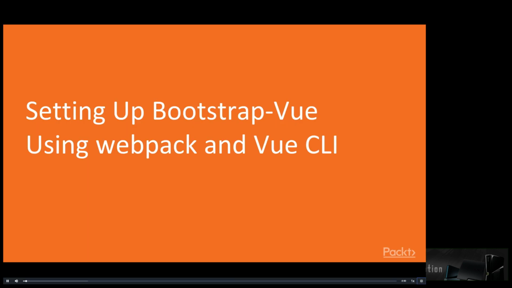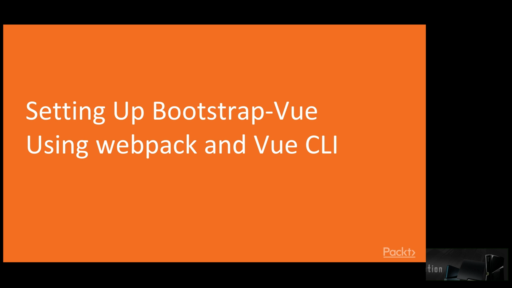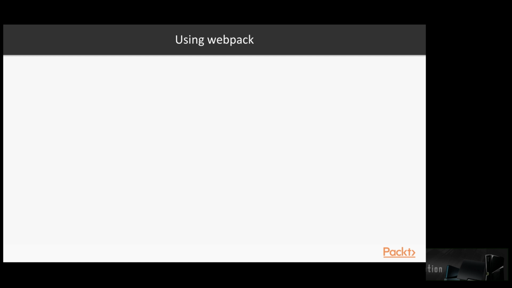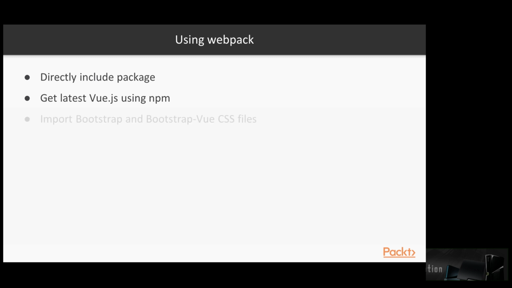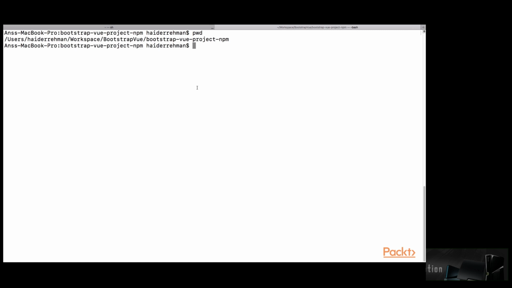Setting up Bootstrap-Vue using Webpack and Vue CLI. In this video, we will set up Bootstrap-Vue on our local machine using Webpack and also Vue CLI. Let's start by using Webpack. If you are using a module bundler, you may prefer to directly include the package into your project. To get started, we will use npm to get the latest version of Vue.js, Bootstrap-Vue, and Bootstrap 4. Here in my terminal, I will use npm to install Bootstrap-Vue and Bootstrap by typing the command npm i vue bootstrap-vue and bootstrap.